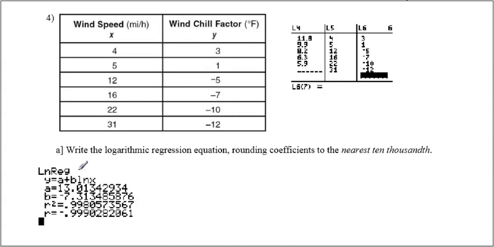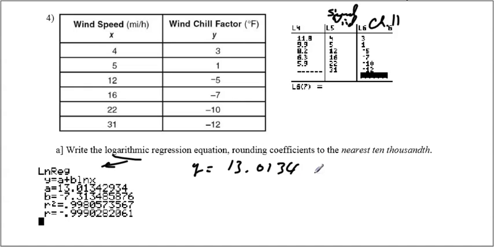Logarithmic regression. Logarithmic is ln. So you have to remember that this is the ln regression for us. So we did it last again. This is our L1 list, our wind speed, and this is the chill. So we do that. So when we do that, we have y is equal to 13.0134 minus 7.3134 ln x.